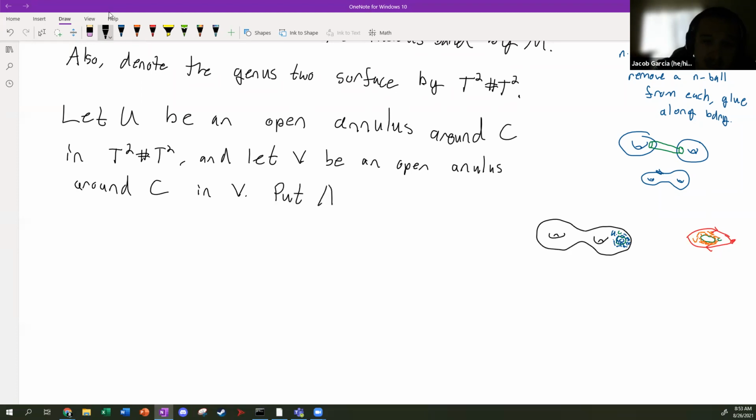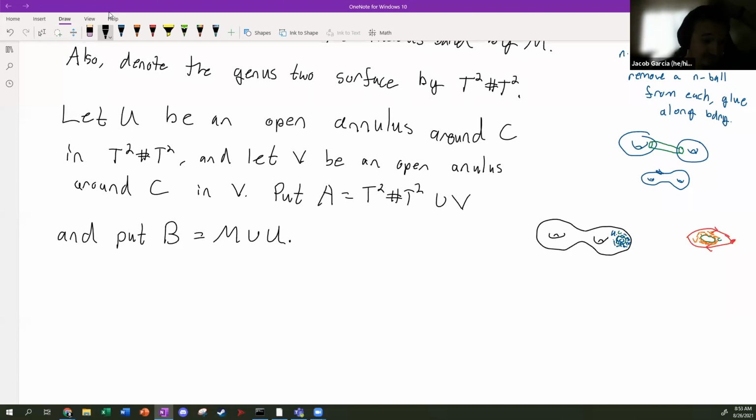Put A equal to the surface union V, and put B equal to the Mobius band union U. And finally, we're going to note, and this is the extent of the setup, that the intersection of A and B is exactly equal to the union of U and V.